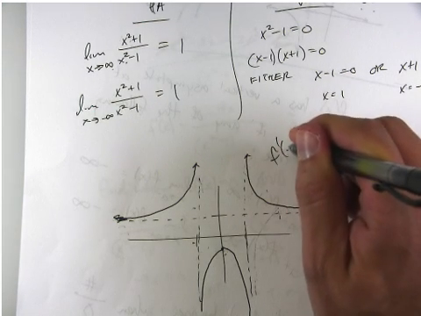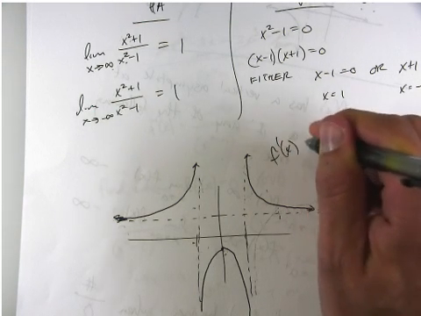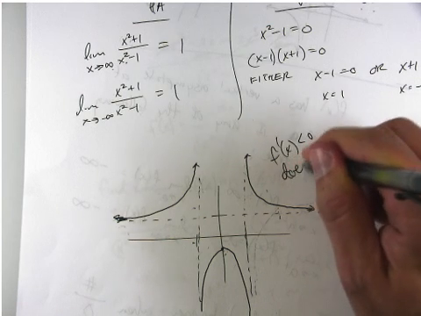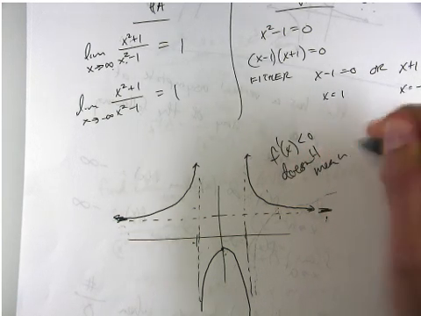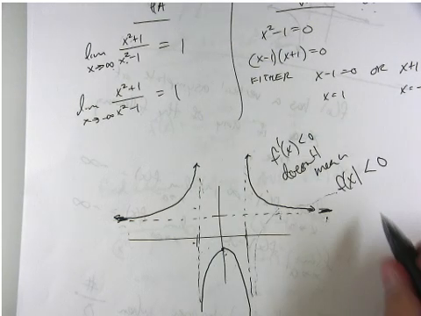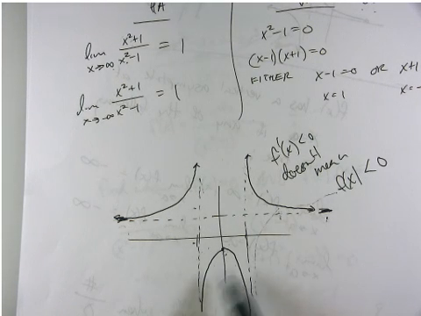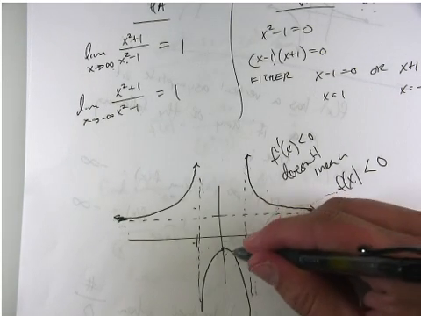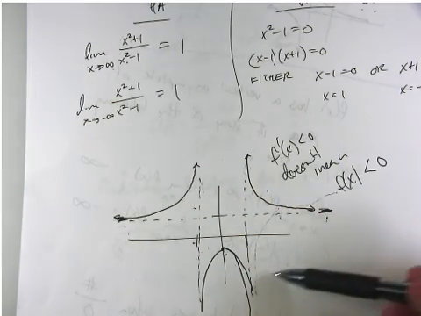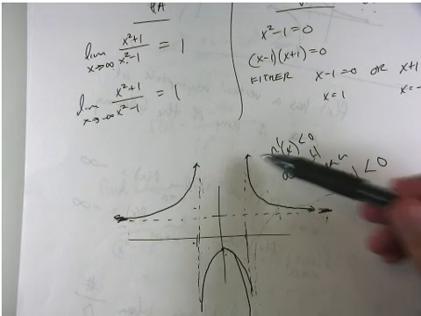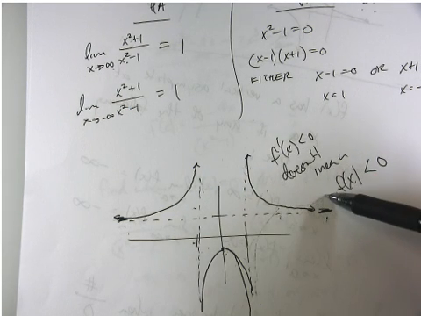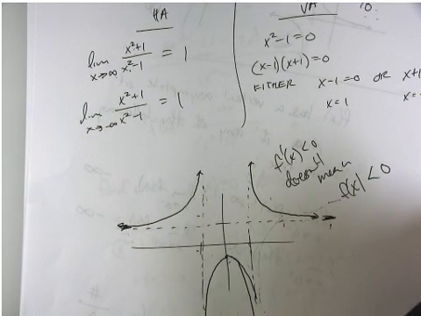F prime of x is negative. That doesn't mean that f of x is negative. F of x is negative means that you're down here. F prime of x is negative just means that you're getting smaller. F prime negative, that happens here, but f prime negative also happens up here. F prime only tells us about the direction that the graph is headed in. It doesn't tell you where it is.